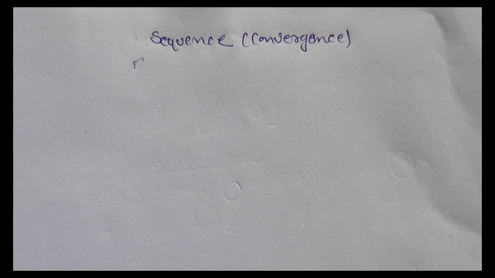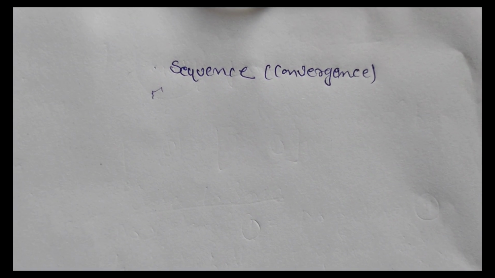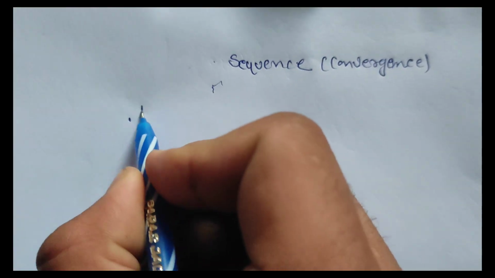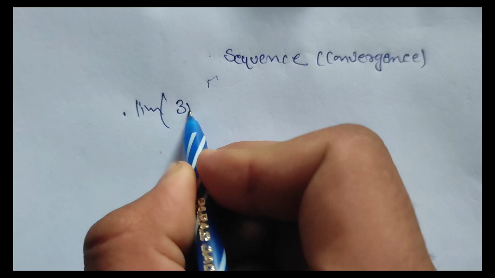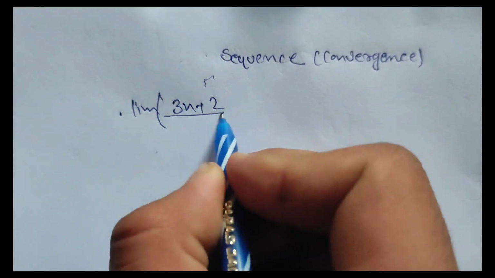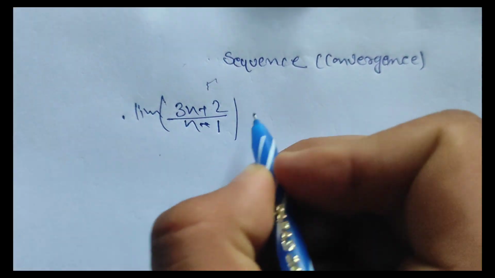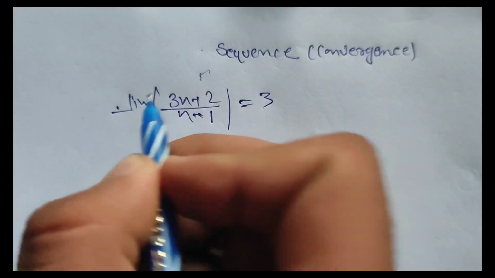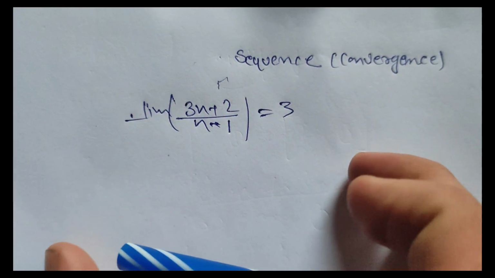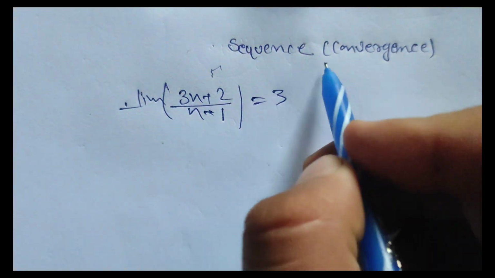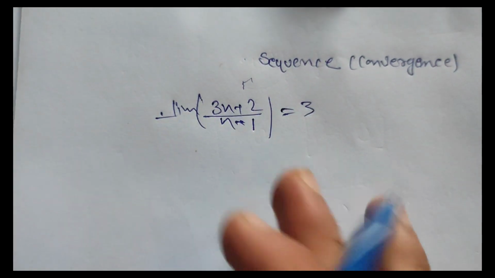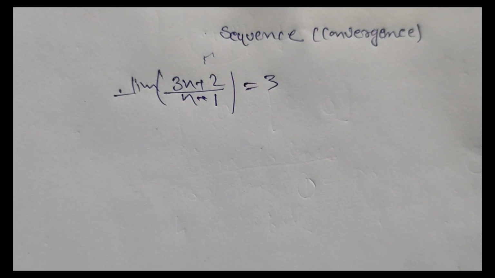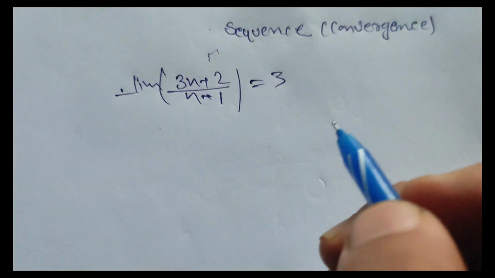Here we are again with the topic sequence and convergence, and it's time for question practice. So the question is: the limit of (3n+2)/(n+1) is equal to 3. We know this by using the limit formula, but we solve it for the sequence and the convergence. Okay, so it's time we prove that this is equal to 3.